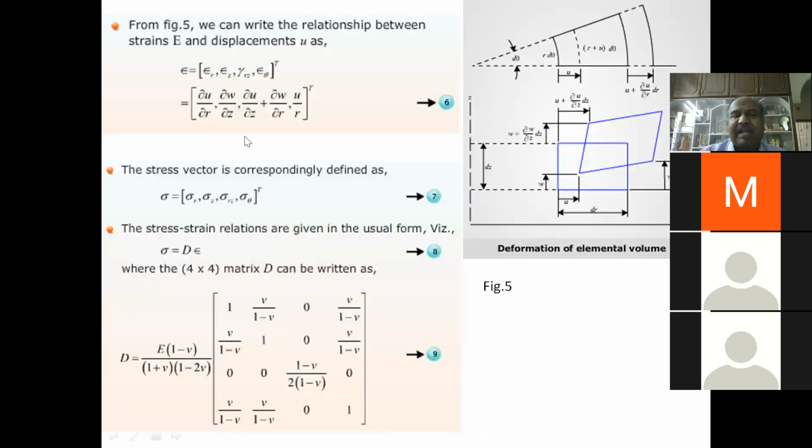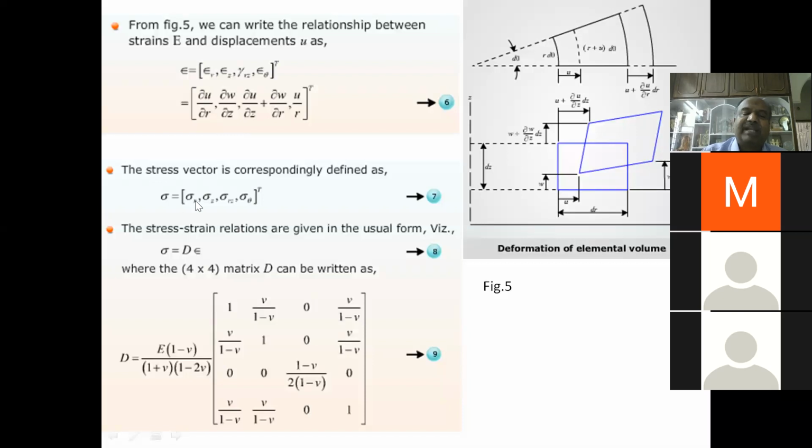Then when you write a strain matrix, as you know, epsilon is epsilon r, epsilon z, gamma r z, epsilon theta: dou u by dou r, dou w by dou z, dou u by dou z plus dou w by dou r, and u by r. Here, how is the arrangement? If you have considered epsilon r, epsilon z, gamma r z, epsilon theta, or some people write epsilon r, epsilon z, epsilon theta, gamma r z, or some people write epsilon r, epsilon theta, epsilon z, gamma r z. So accordingly, your D matrix corresponding terms will be changed.